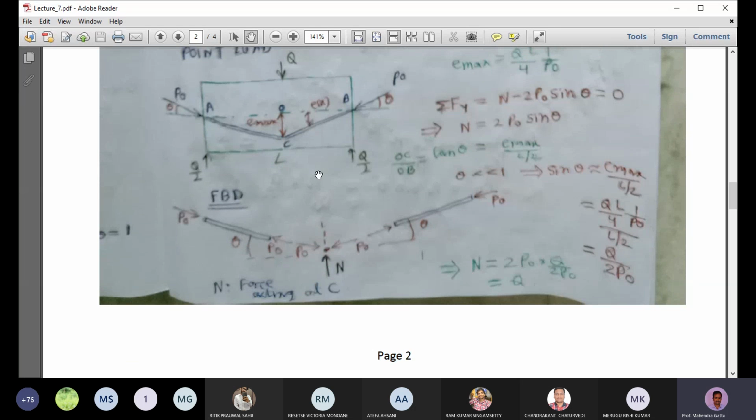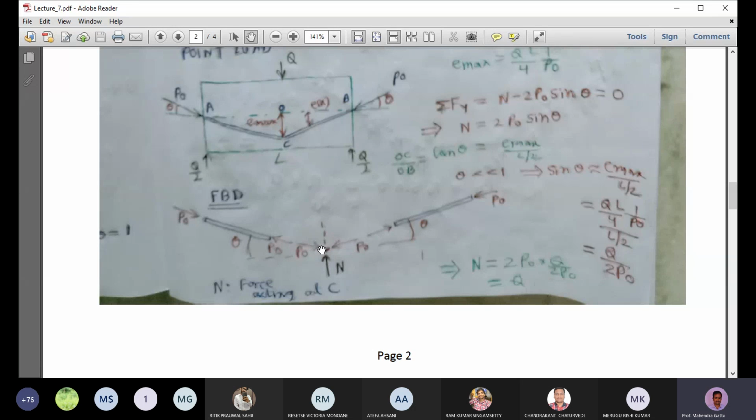Now at joint C, what is happening? We sketch that joint C here. In this truss element, the force P naught is acting, and at C that same force will act towards the joint, shown here in this way. From this other truss element, the force P naught is acting like this, so an equal and opposite force acts on the joint, shown here as P naught. So these two forces coming from the truss elements are acting towards the joint, and to balance them, there is a force N acting in the vertically upward direction.